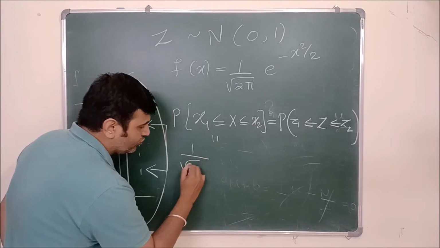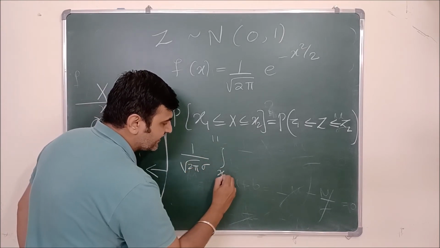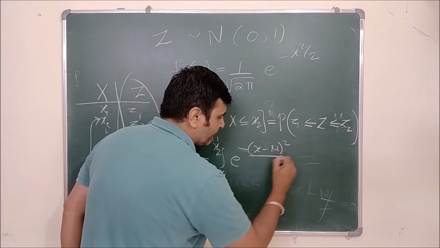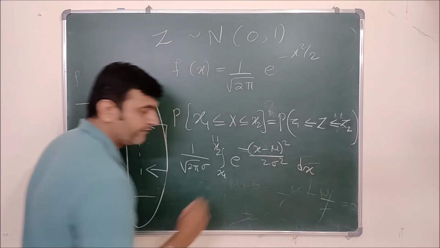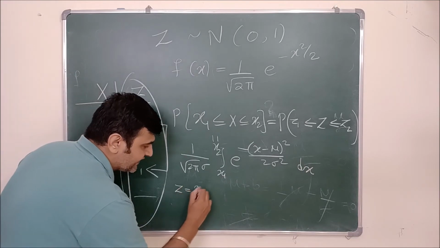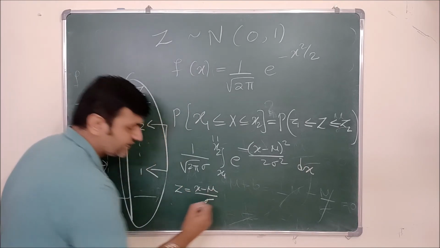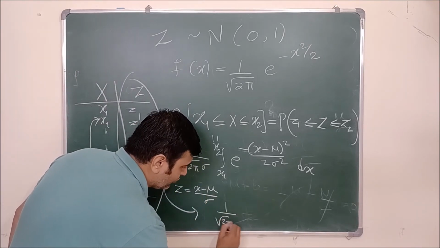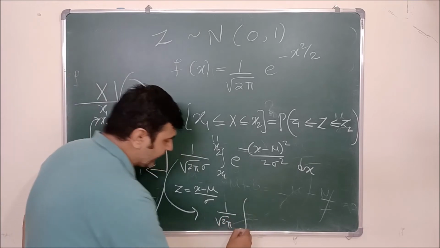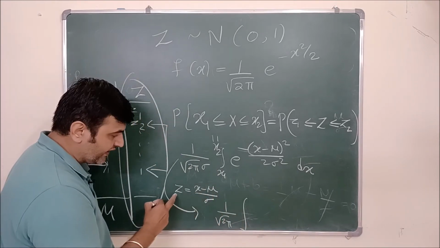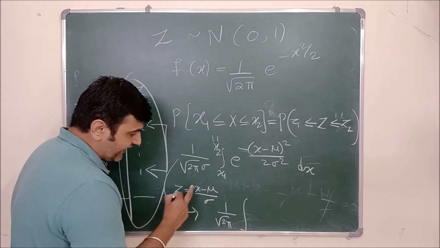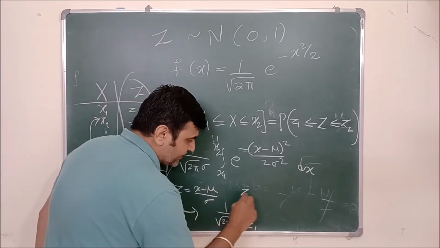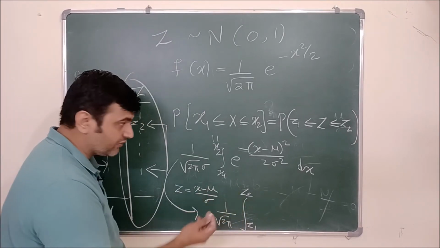It is 1 upon root of 2 pi into sigma, integration x1 to x2, e raised to minus of x minus mu square upon 2 sigma square dx. What is our z? Our z is x minus mu upon sigma. So what do we get? This is equal to 1 upon square root of 2 pi integration. When you put x1, you get z1. What is z1? x1 minus mu upon sigma. What is z2? x2 minus mu upon sigma. So I have integration from z1 to z2.